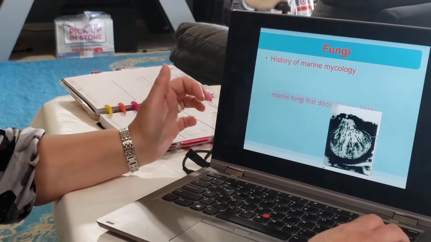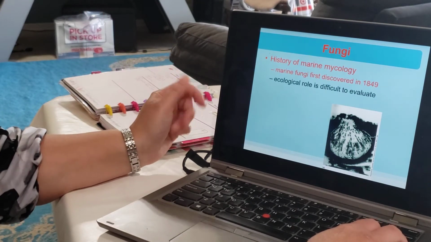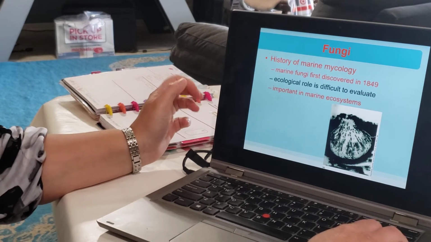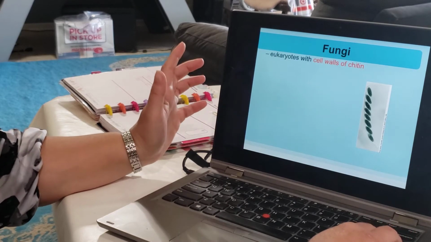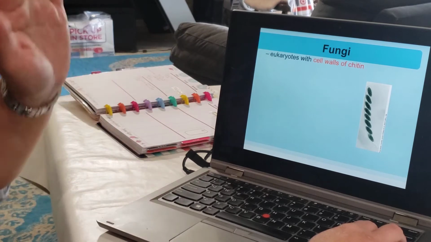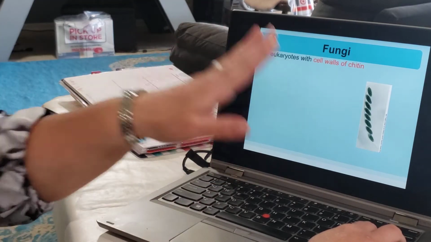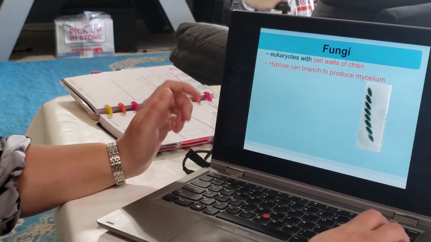Mycology is the study of fungi. Marine fungi were first discovered in 1849. Important in marine ecosystems because most of your fungi are your decomposers. Now, fungi have a cell wall made of chitin. Plants have a cell wall made of cellulose, but fungi have a cell wall made of chitin.